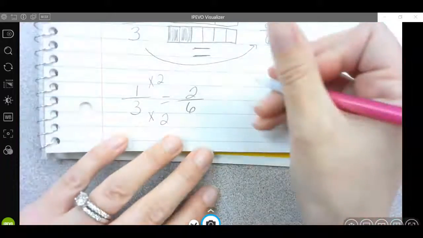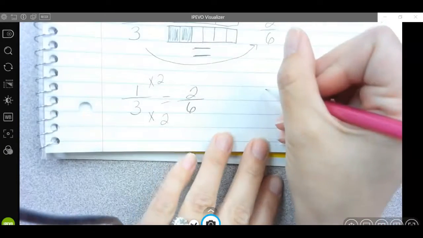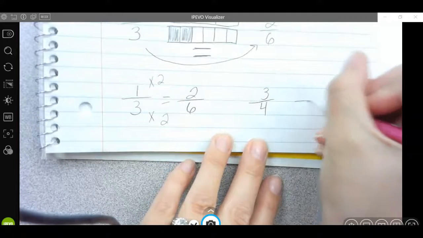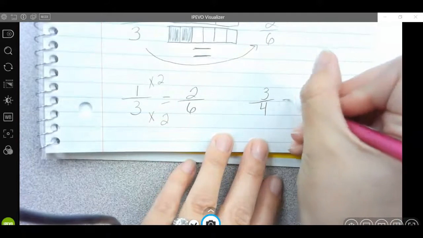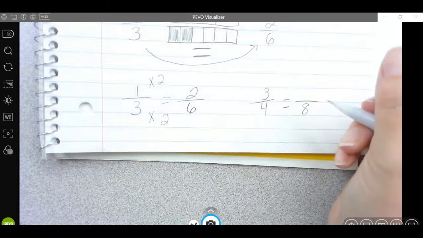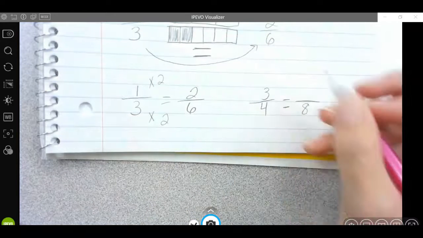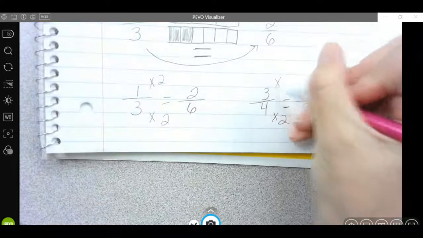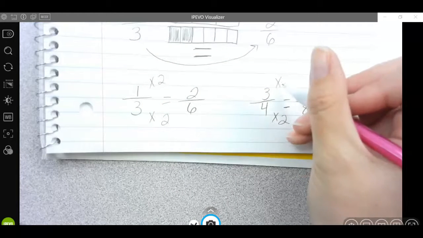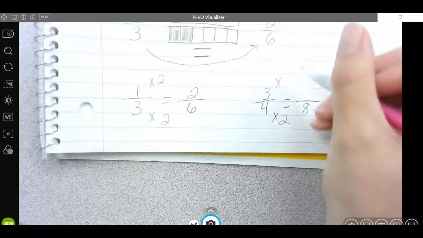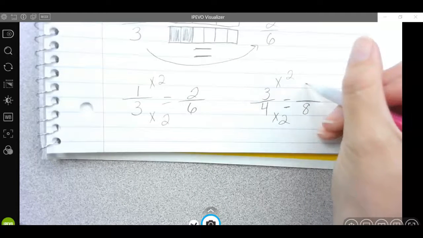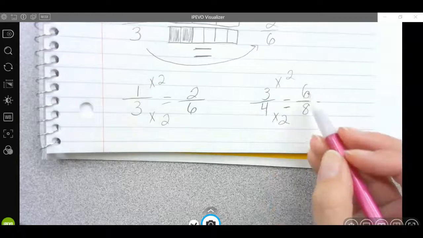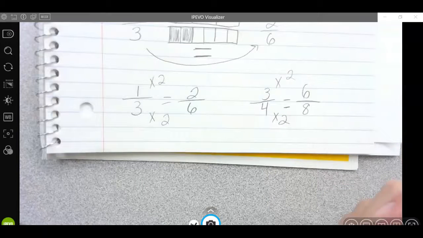Let's do another example here. Let's say I had 3/4, right? And I wanted to figure out how many 8ths that would be. Same thing. How do I go from 4 to 8? I'm going to multiply by 2. And then I know that whatever I do to the bottom, I got to do to the top. So I'm going to multiply 3 by 2, and I'll get 6. So I know that 3/4 is equal to 6/8. Okay?